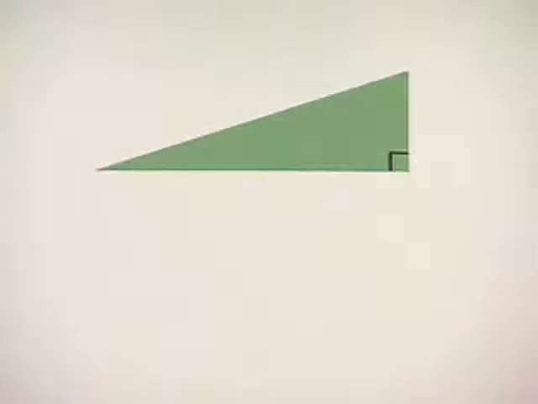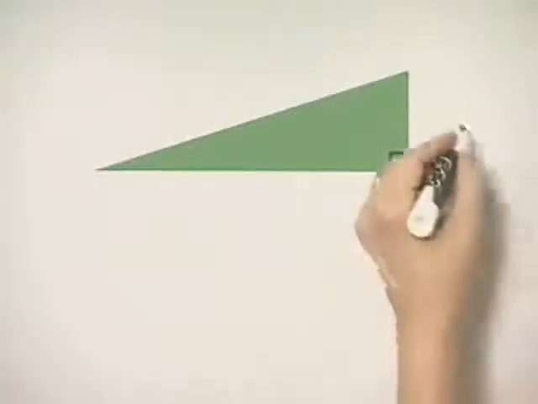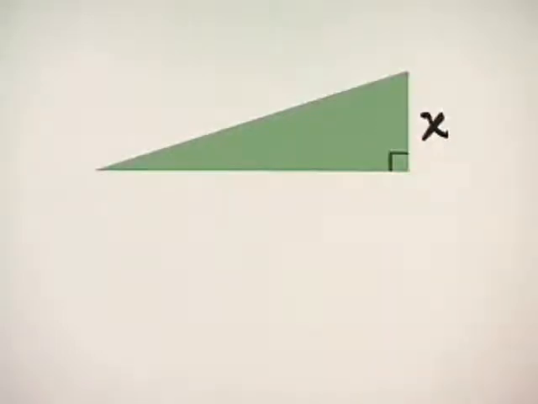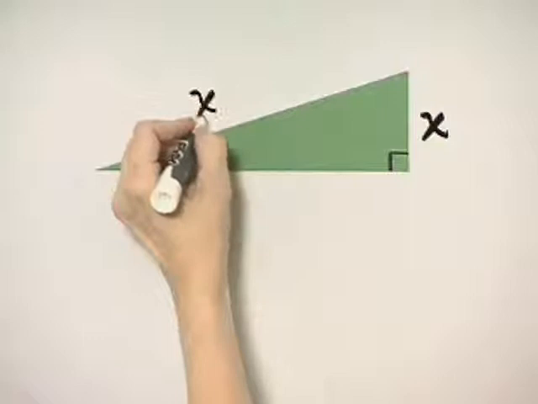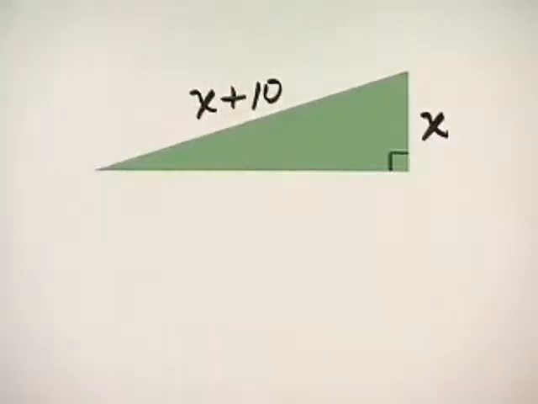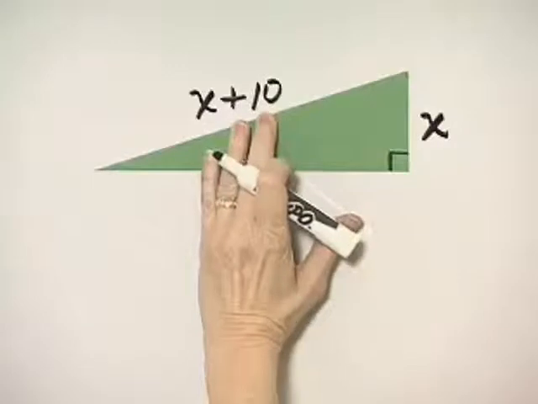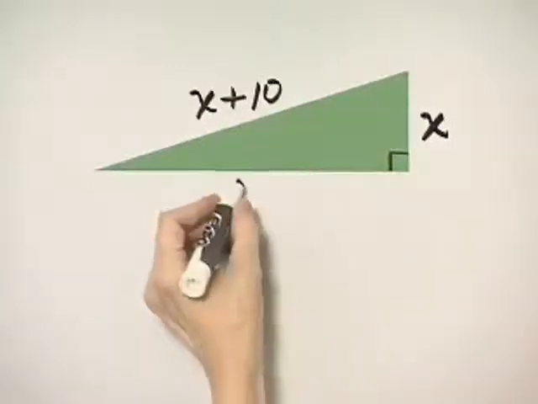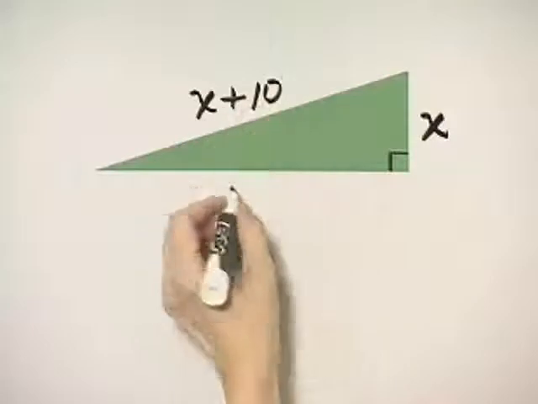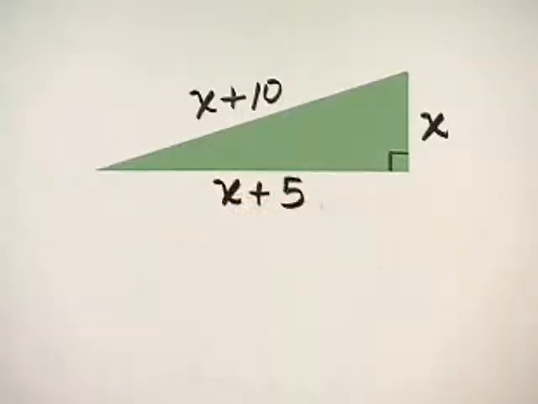The hypotenuse is 10 centimeters longer than the shorter leg. So I'll let x represent the length of the shorter leg, which means x plus 10 represents the length of the hypotenuse. And then this hypotenuse is also 5 centimeters longer than the longer leg. If this is 5 centimeters longer than the longer leg, that must mean the longer leg is this minus 5, or x plus 5. So there we've labeled the sides of our right triangle.